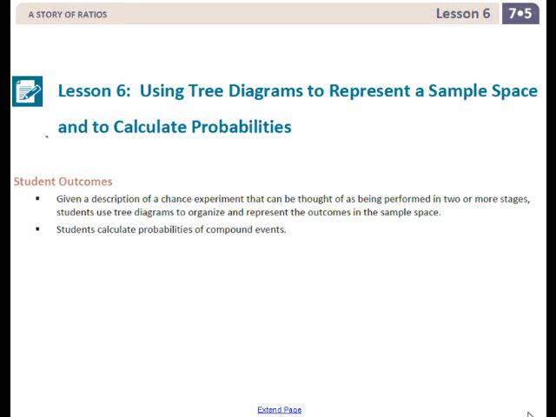This is Mrs. Zappia with Lesson 6, using tree diagrams to represent a sample space and to calculate probabilities. Student outcomes for this lesson. Given a description of a chance experiment that can be thought of as being performed in 2 or more stages, students use tree diagrams to organize and represent the outcomes in the sample space. Students calculate the probabilities of compound events.